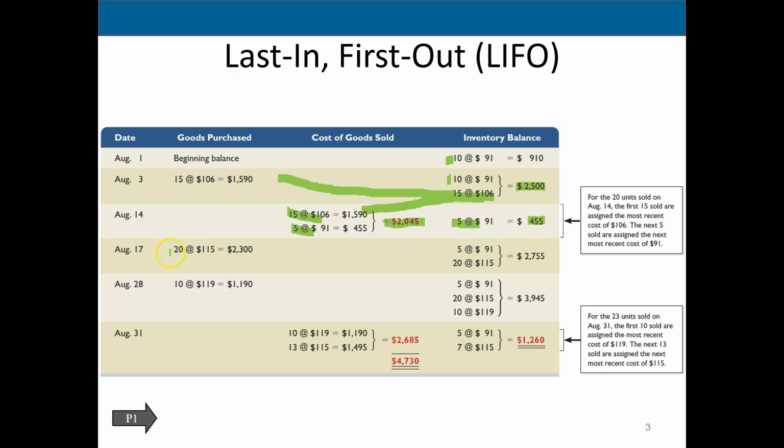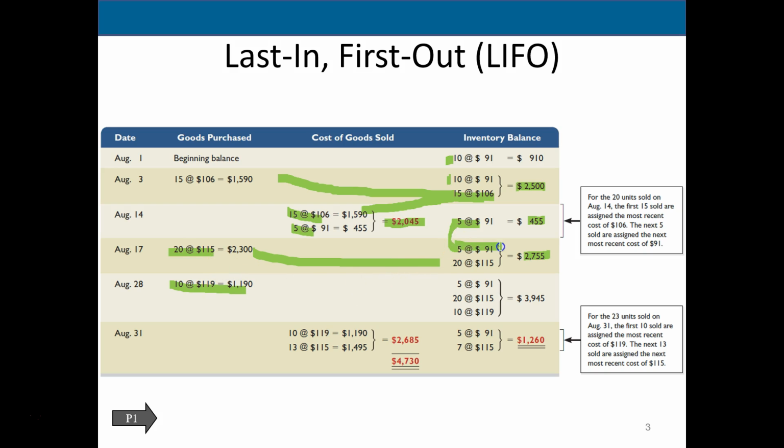Then we purchased another 20 at 115. Therefore, we have the same layer as of this date plus the new layer, giving us the ending inventory balance of 2,755. Then we bought another 10 at 119 for a total of 1,190. And once again, notice the prices are increasing. That would be the normal trend, all else equal, just in terms of inflation in a usual normal market.